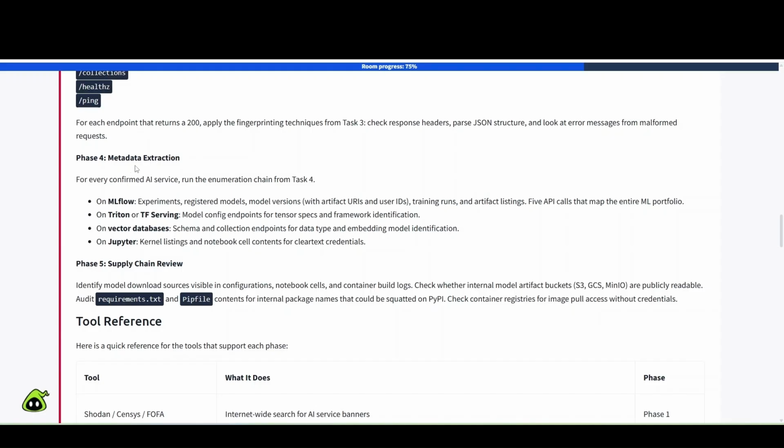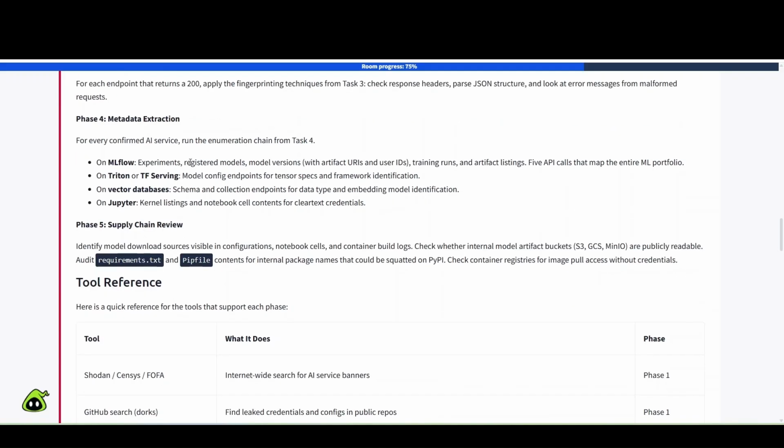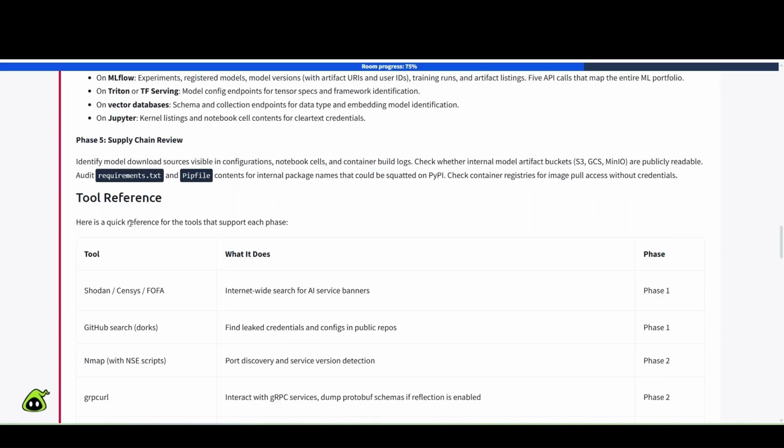Phase 4, metadata extraction. For every confirmed AI service, run the enumeration chain from task 4. On MLflow: experiments, registered models, model versions with artifact URIs and user IDs, training runs and artifact listings. Five API calls that map the entire ML portfolio. On Triton or TF Serving: model config endpoints for tensor specs and framework identification. On vector databases: schema and collection endpoints for data type and embedding model identification. On Jupyter: kernel listings and notebook cell contents for clear text credentials.